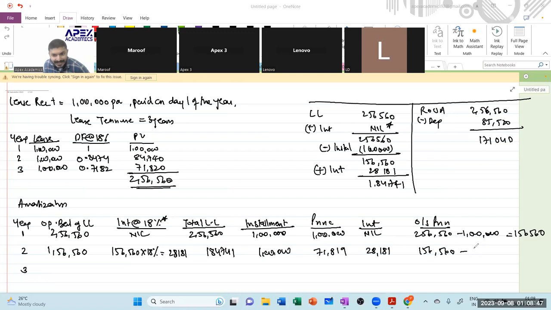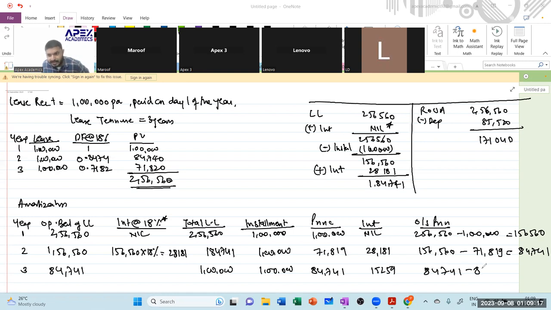Outstanding: 156,560 minus 71,819. How much? 84,741. Perfect answer. Will you calculate interest here? No. What is my total liability? Installment 1 lakh. Principal 84,741. Interest is the balancing figure. How much? 84,741 minus 84,741 is equal to 0. Interest is 15,259, the balancing figure. Correct? Okay.